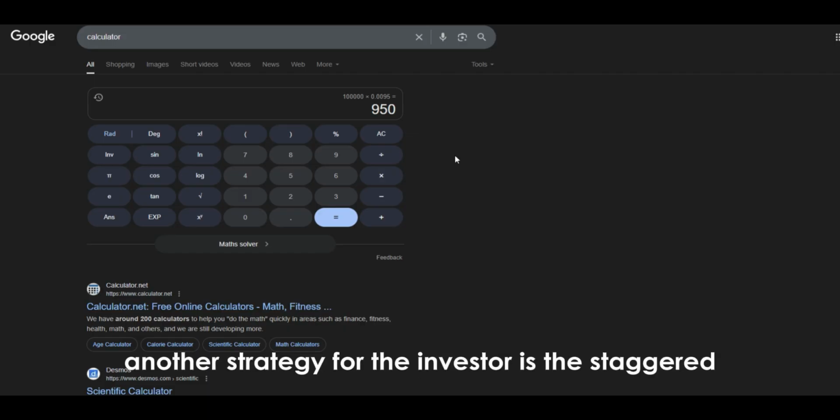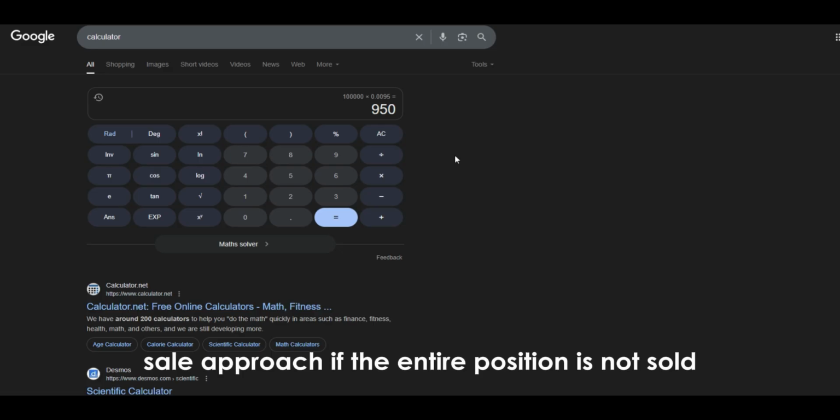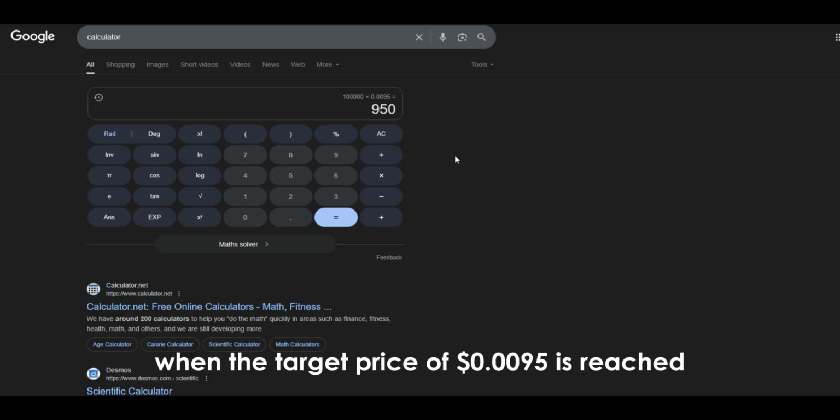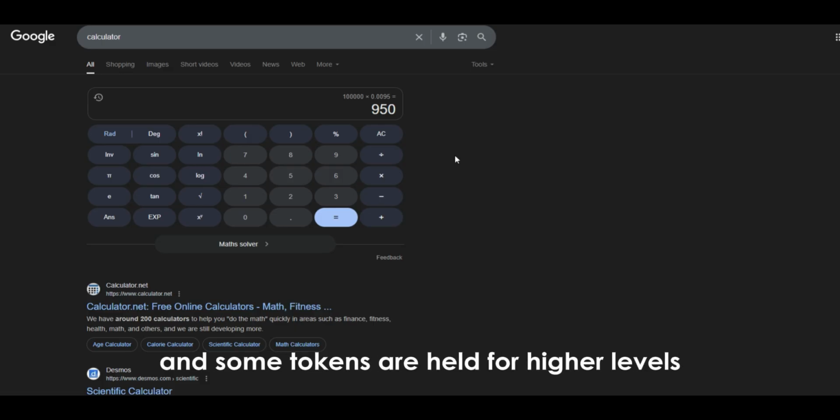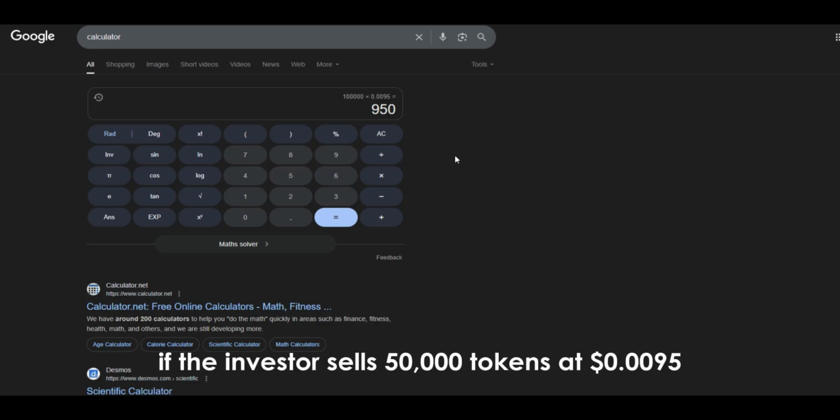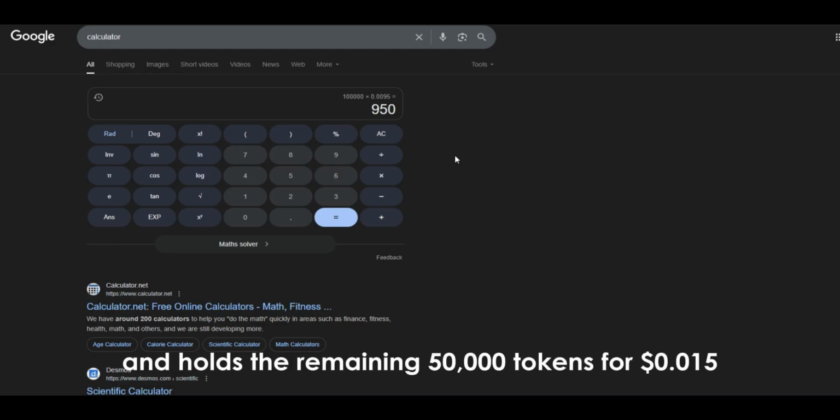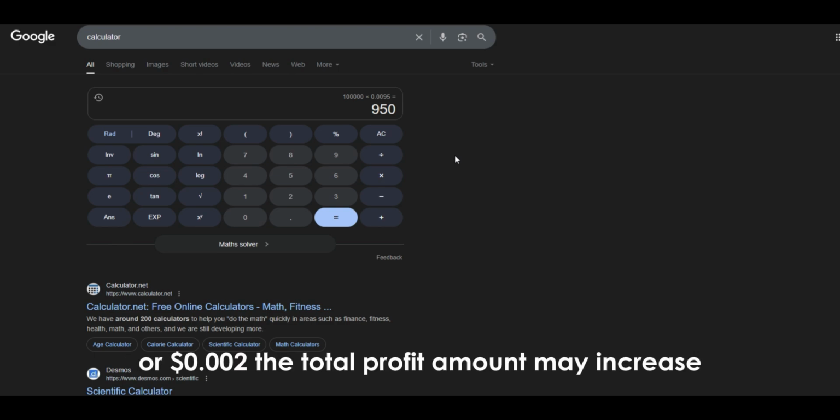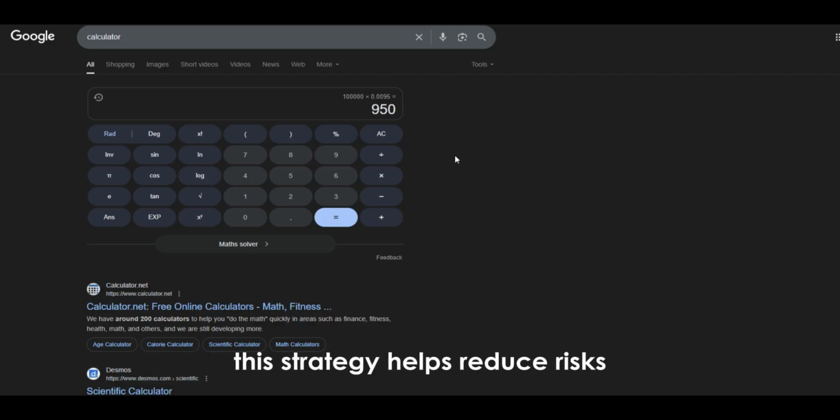Another strategy for the investor is the staggered sale approach. If the entire position is not sold when the target price of $0.0095 is reached, and some tokens are held for higher levels, potential profits could grow further. For example, if the investor sells 50,000 tokens at $0.0095 and holds the remaining 50,000 tokens for $0.015 or $0.02, the total profit amount may increase. This strategy helps reduce risks while optimizing returns.